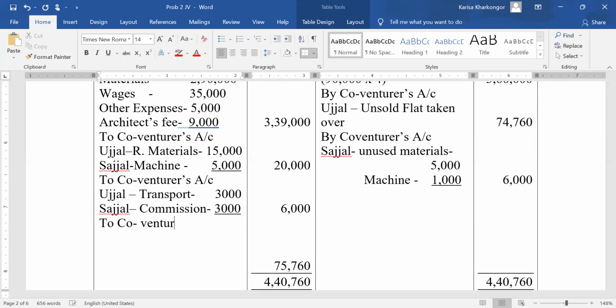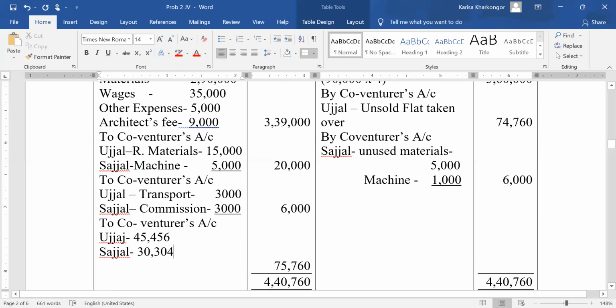The two co-venturers account, Ujjal's share is 3/5 of 75,760, which will come to 45,456. Sajal's share is 2/5 of 75,760, which will come to 30,304.